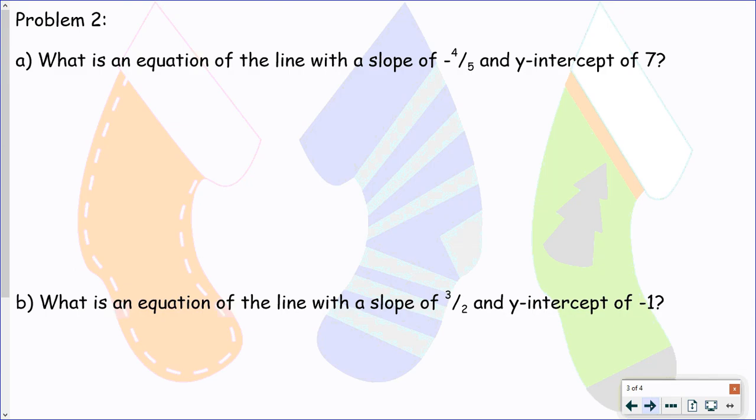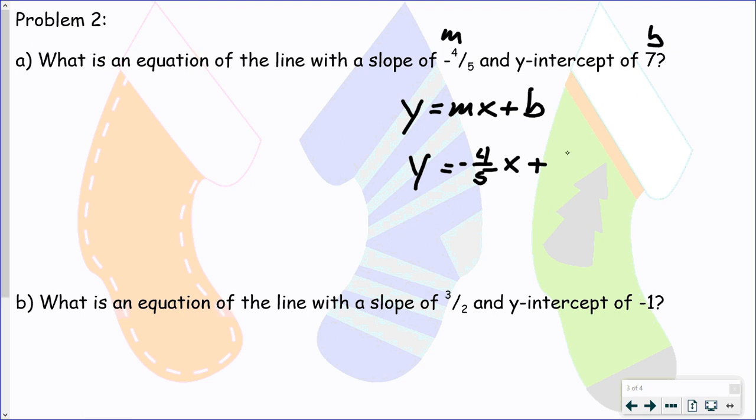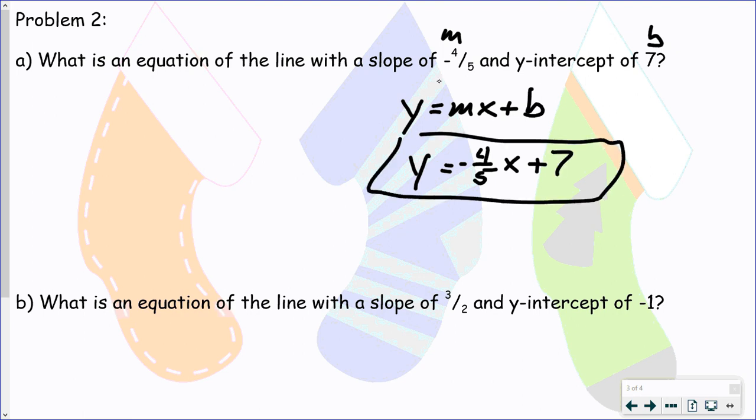All right, so now they're going to give us the slope and give us the y-intercept and ask us to write the equation. This is going to be easy too. So here's my slope, that's m. Here's my y-intercept, that's b. So remember, slope-intercept form is just y equals mx plus b. So I just plug those in. Y equals -4/5 times x plus 7. And that's the answer. So again, if you know about this form, it's really useful.